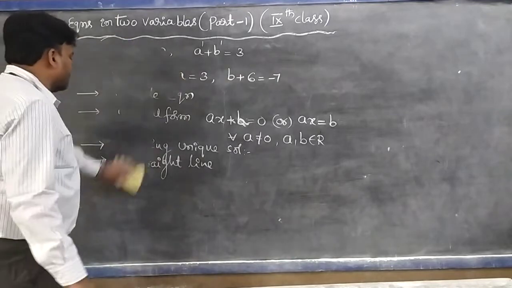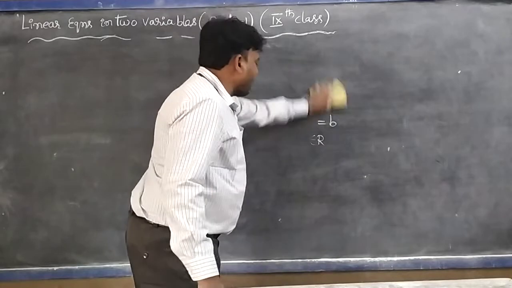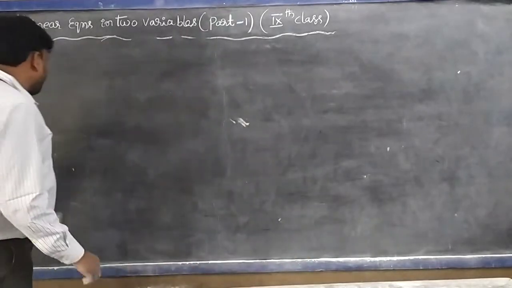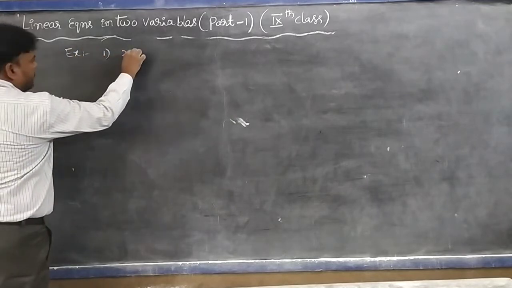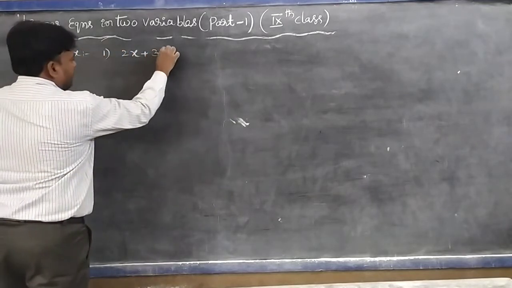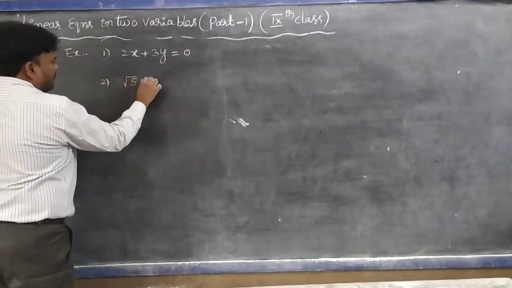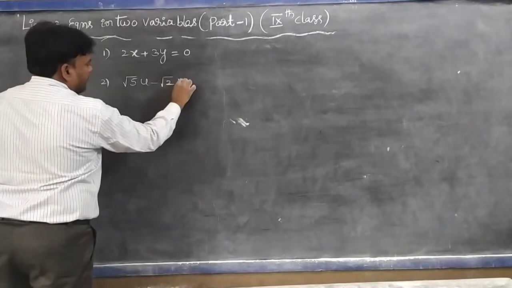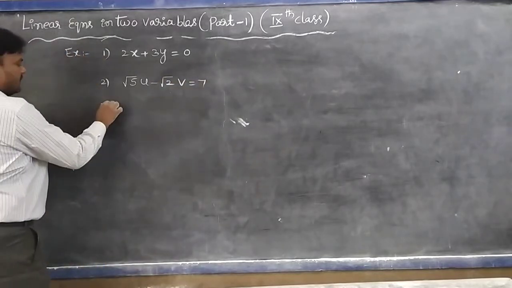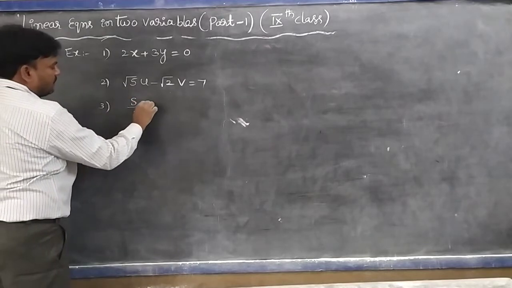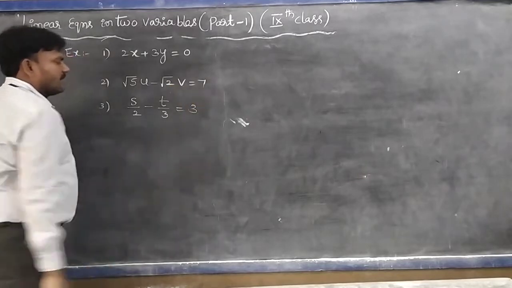How can we introduce it? Let us take examples: 2x plus 3y equal to 0, and the second one, root 5 u minus root 2 v equal to 7. Next, the third one: s by 2 minus t by 3 equal to 3.